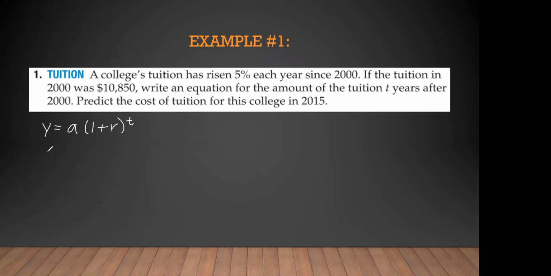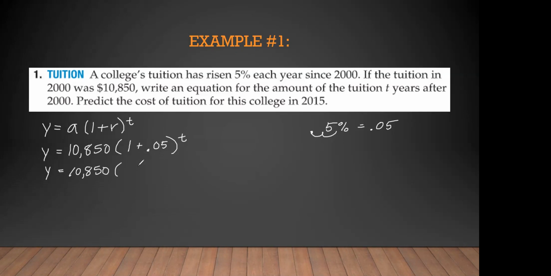So we know we're looking for y. The initial amount was $10,850, and then 1 plus the rate, which was 5%, which we have to change to a decimal. So we would express that as 5/100, and then t is time. We could rewrite that as 10,850 times 1 and 5/100 to the power of t. So that is our equation, okay?